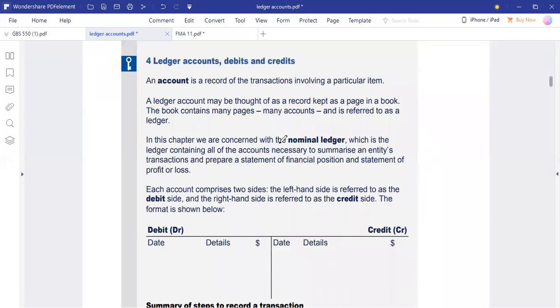So we're going to look at the three types of ledgers. There's what is called a nominal ledger. A nominal ledger contains items that pertain to impersonal accounts, for instance, a wages account, an electricity account. So these are transactions that can be posted in what we call a nominal ledger.